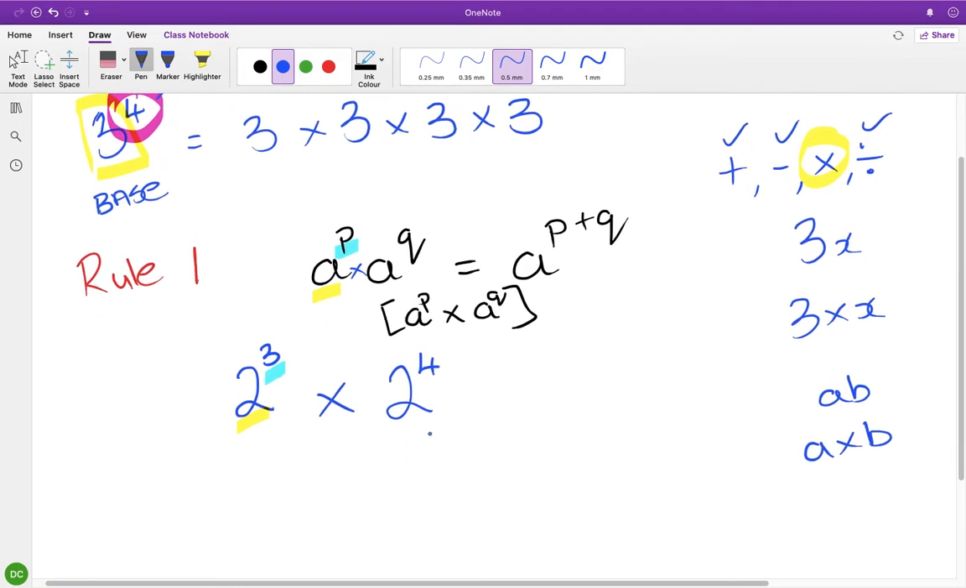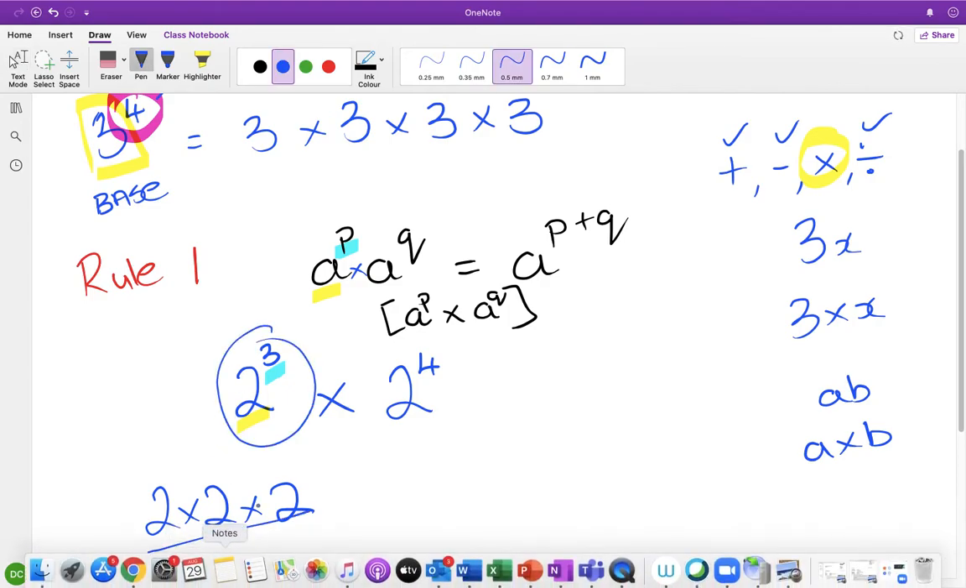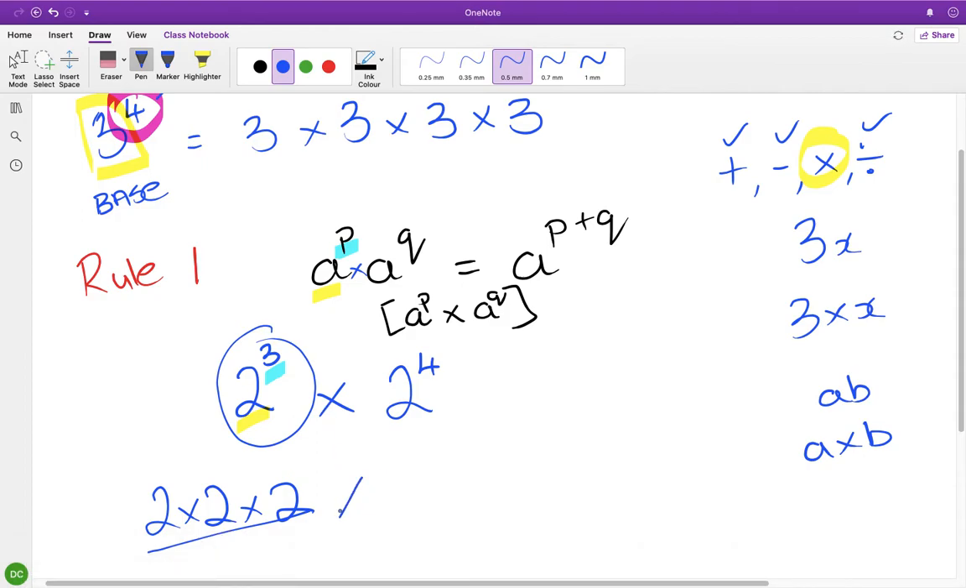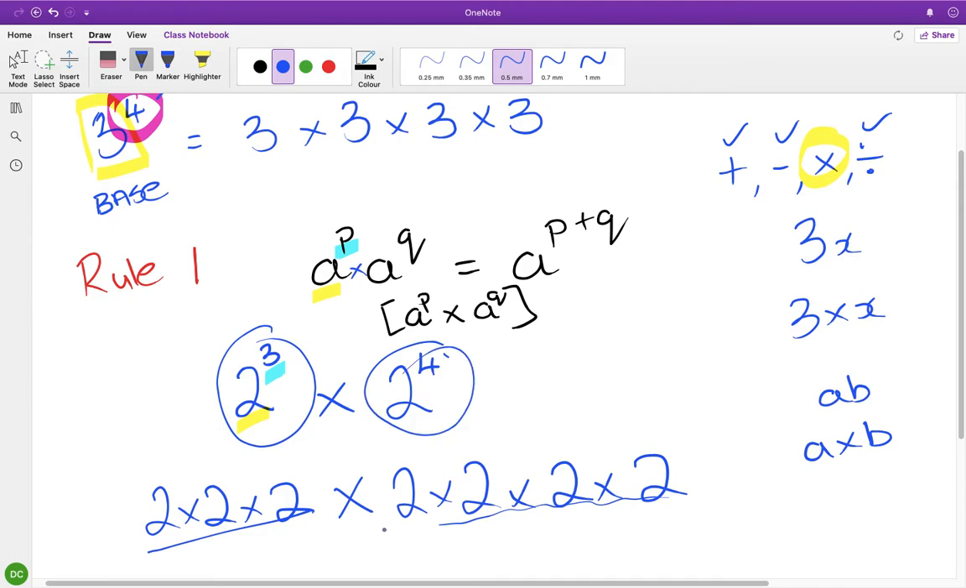Now, let's look at this problem. Forget about what it says over here. Let's just look at the problem. So 2 to the power of 3 means 1, 2, 3 2's multiplied together. So this is equivalent to this. We have our multiply. And let's do this one. So it's 1, 2, 3, 4. So again, this here is equivalent to this.